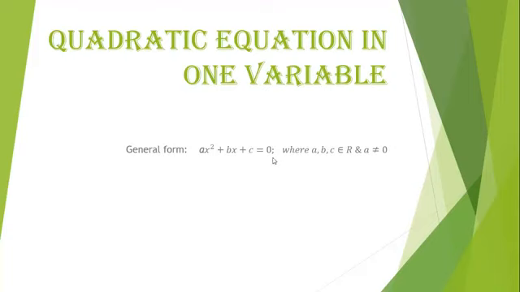Then bx plus c will be a linear equation, not a quadratic equation. In that case, the power of x will be 1. Therefore, we are giving the condition here: a should not be equal to 0. Here, a, b and c are constants. When we apply it to questions, a, b and c will have some numerical values, while x is the variable and the highest power of x here is 2. Therefore, it is a quadratic equation.